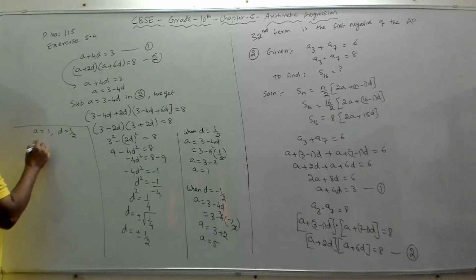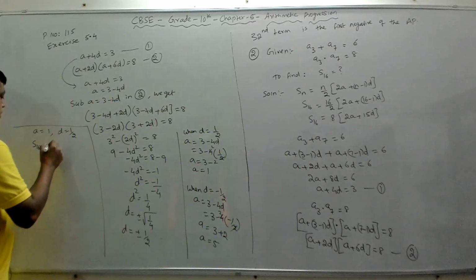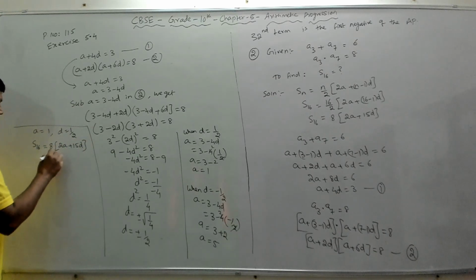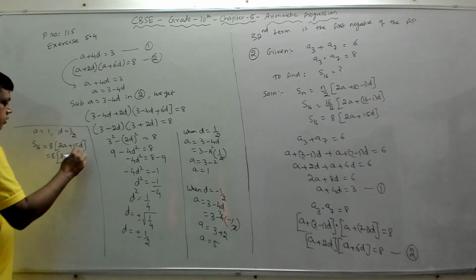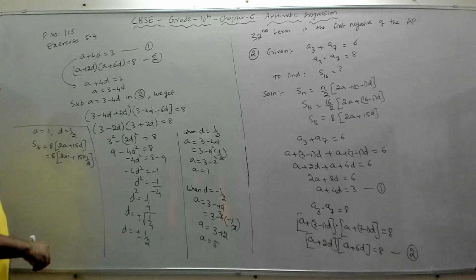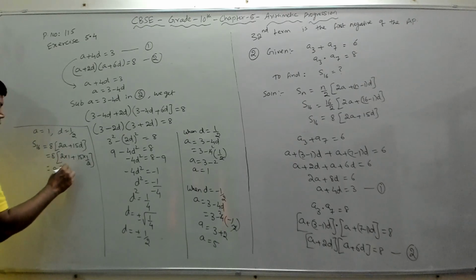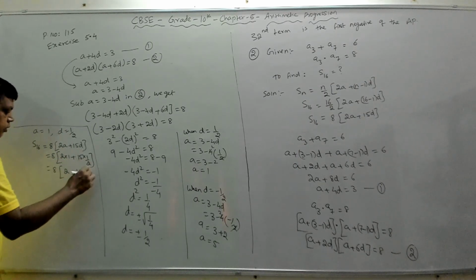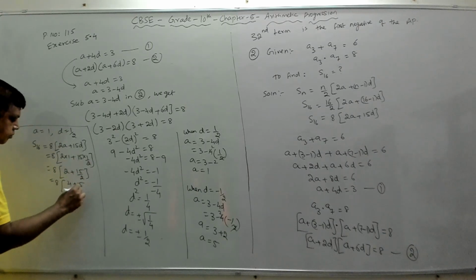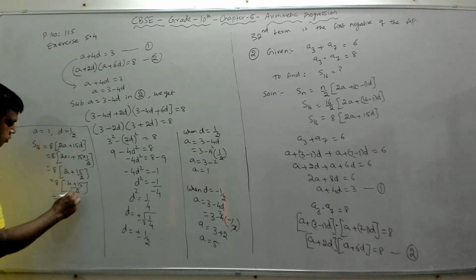In this case, what is your S16? Sum of 16 terms. We have to take this. That is 8 into (2a plus 15d). So this is 8 into (2a plus 15d). That is equal to 8 into (2 into 1 plus 15 times d), so 15 into 1 by 2. Fine. So what do we get here? So 8 times, 2 into 1 is 2 plus 15 by 2. So that will give you 8 into (2 twos are 4 plus 15 by 2). That is equal to 8 into (4 plus 15) by 2, 19 by 2.